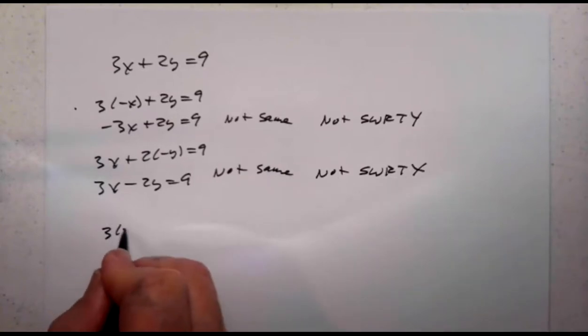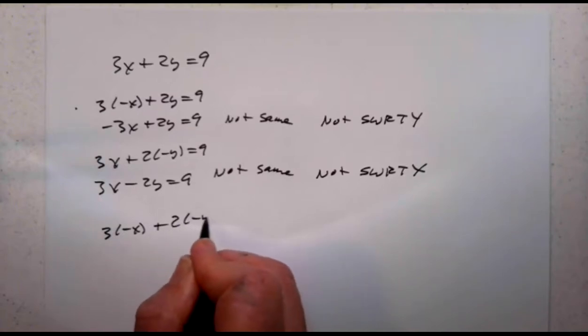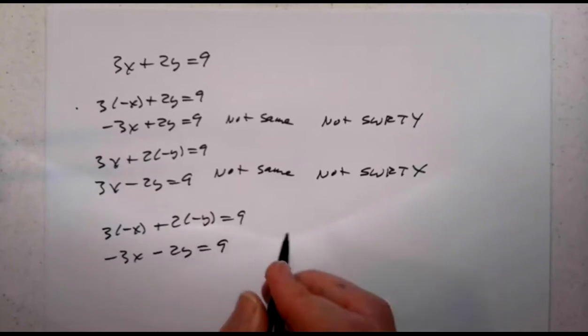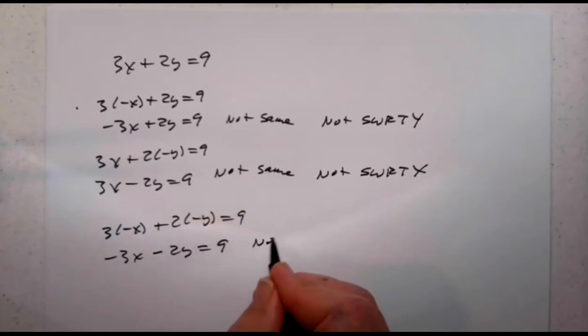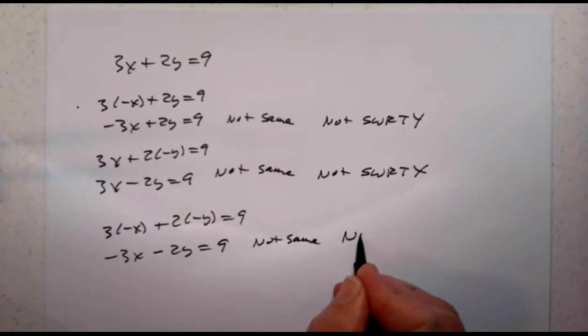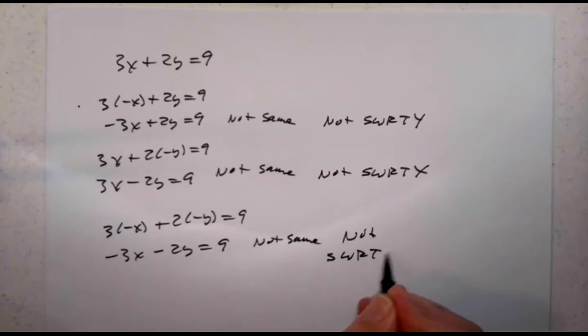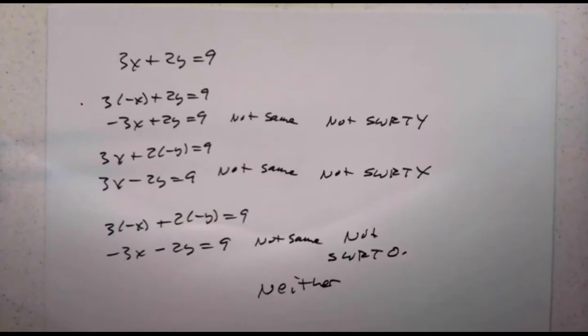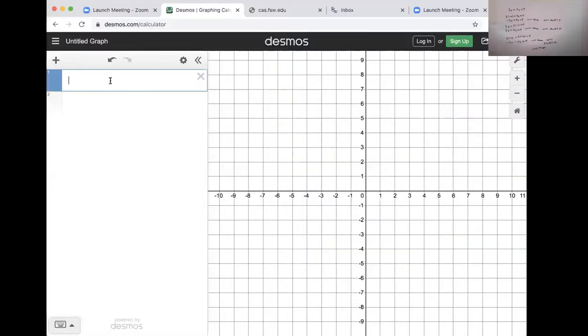Replace them both. 3 times negative x plus 2 times negative y is 9, gives me negative 3x minus 2y equals 9. Still not the same as 3x plus 2y equals 9. Not the same. So it's not symmetric with respect to the origin. So yeah, that's neither, right? We have no symmetries there. We can look at our graph, 3x plus 2y equals 9. And sure enough, the x-axis is not a mirror, the y-axis is not a mirror. If I fold twice, I don't get things matching up.